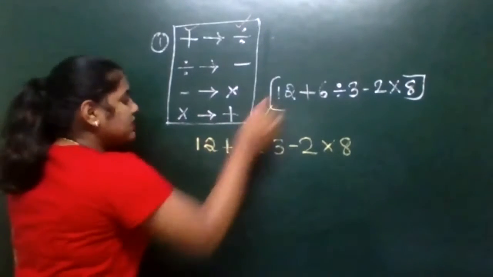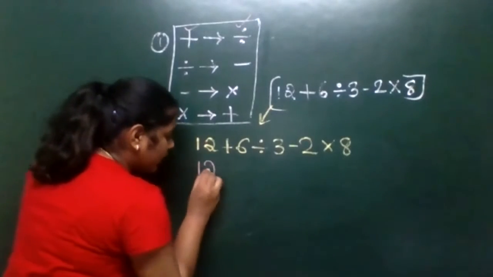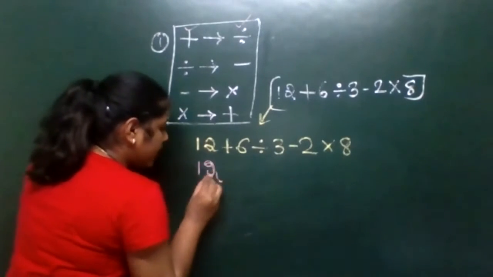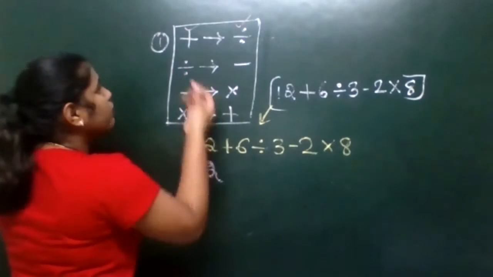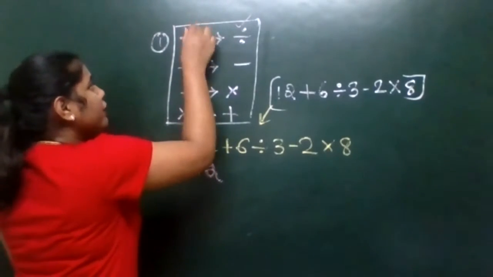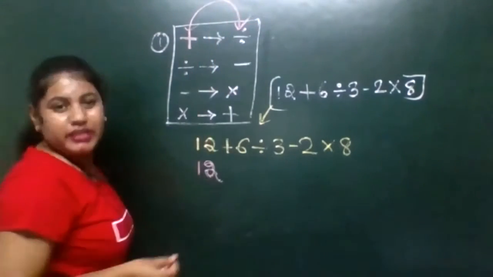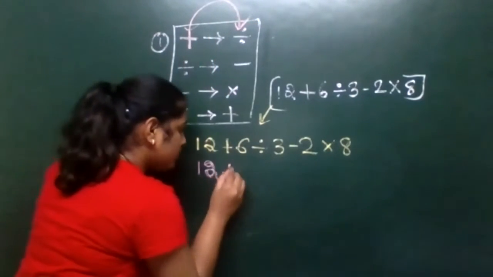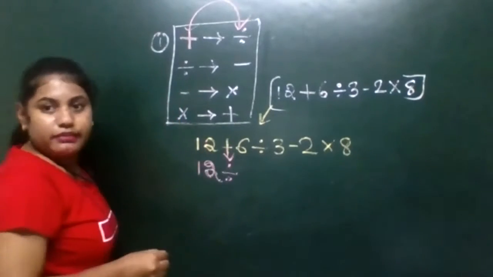So see, 12, take it down as it is, 12 plus. Where is plus? In the place of plus, we have to write division. In the place of plus, we have to write division.